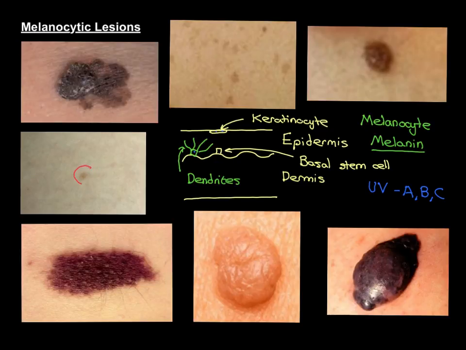So this image quite simply shows a freckle. So this small hyperpigmented area of skin, this is a freckle. And freckles are small hyperpigmented areas of skin, generally less than 5 millimeters in diameter. They're generally round in nature, and they're not raised. So if you were to run your finger over a freckle, you would not be able to tell it was there if you had your eyes closed.